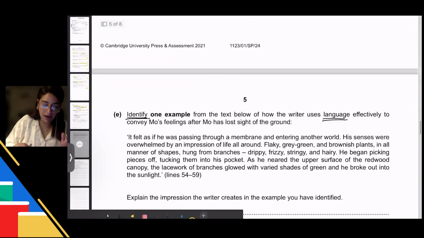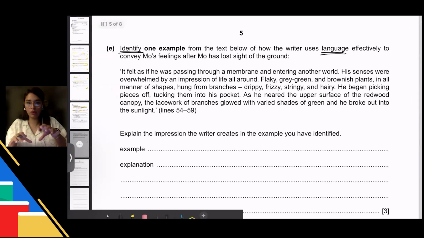Since this is highlighting this section alone, let's just look at the question paper. The first thing that you need to do in an effective language question is, first of all, try to understand the overall context of the given example.